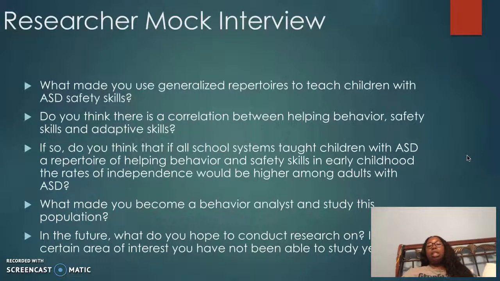Then my fourth question is, what made you become a behavior analyst and study this population? Just to figure out if there was anything that maybe happened in his life or anything he may have seen that made him want to choose this field. And in the future, what do you hope to conduct research on? And is there a certain area of interest you have not been able to study yet?